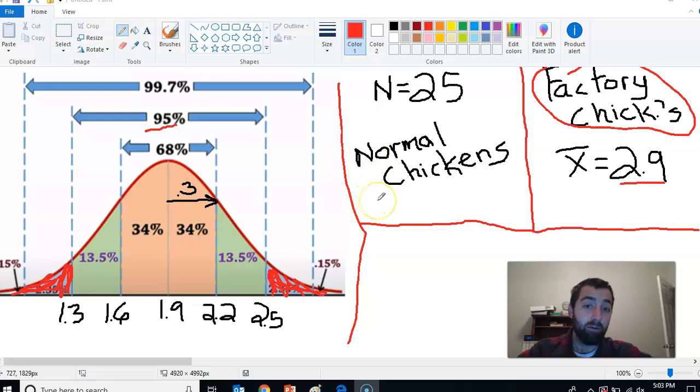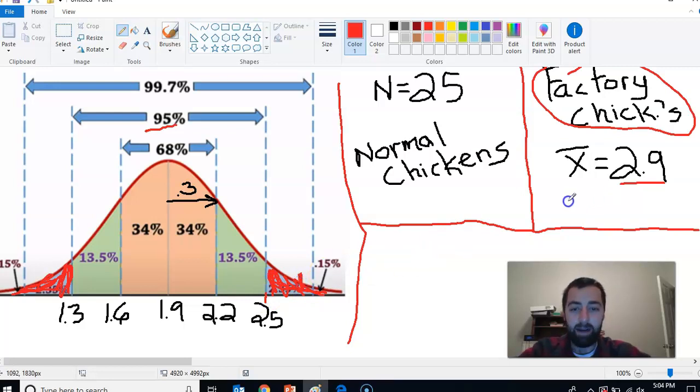So here's the other thing that I wanted to hammer home: statisticians use these critical regions that I've marked in red here. If my sample of factory chickens lands in one of these red regions, which it does because their average is 2.9, which is greater than 2.5. 2.5 is right here, so it's going to be right in here.